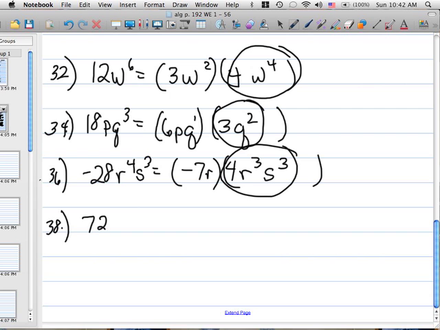38, 72 h cubed k. Factor is negative 8 hk. Negative 8 goes into 72 negative 9 times. I have 1 h, subtract that from h cubed, I need h squared. And I have a k and a k, so that's all I need.